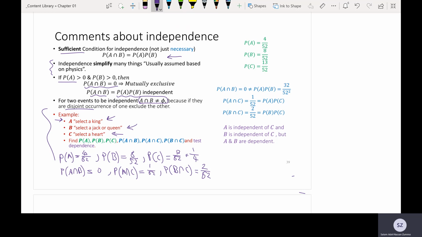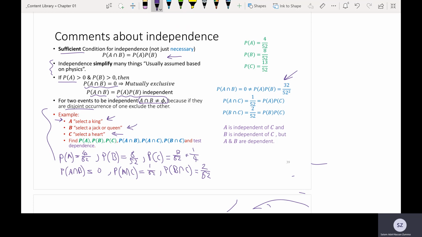What about the probability of A? 4 over 52. Probability of B, 8 over 52. Multiplying them does not give 0. So basically, they are not independent mathematically. Logically, as we mentioned, selecting a king excludes selecting a jack or queen. They cannot happen at the same time. Because of that, they are mutually exclusive, and hence, they are not independent.